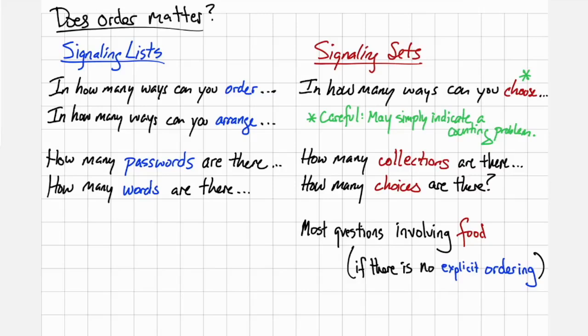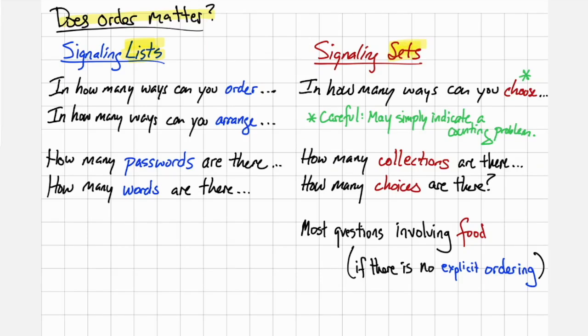Hello, welcome back. Today we'll be talking about key words to be on the lookout for when you're working on your combinatorics questions. Let's first talk about whether order matters in your counting question. Remember that when order matters, we end up counting things like lists. And when order doesn't matter, we end up counting things like sets.